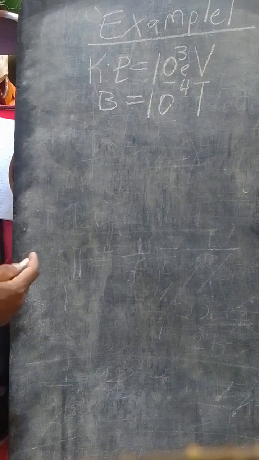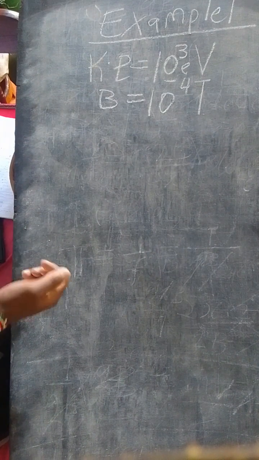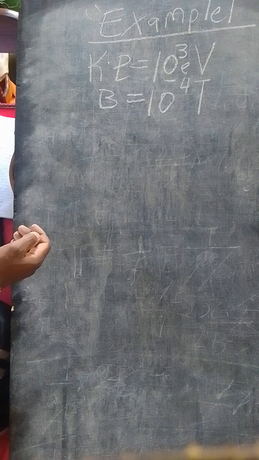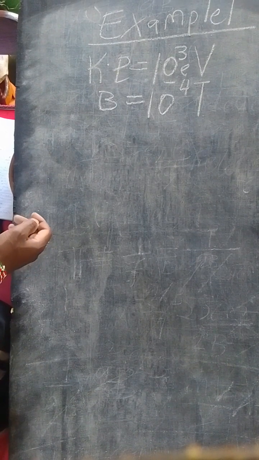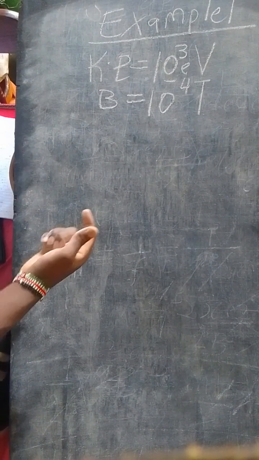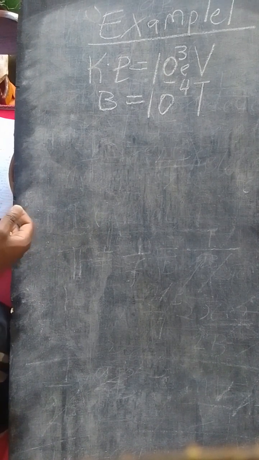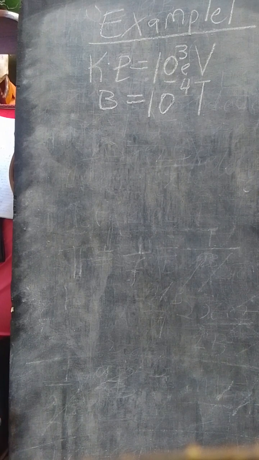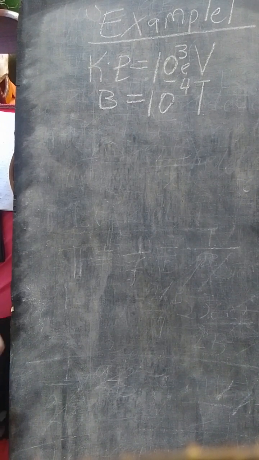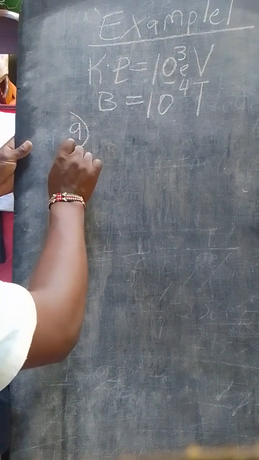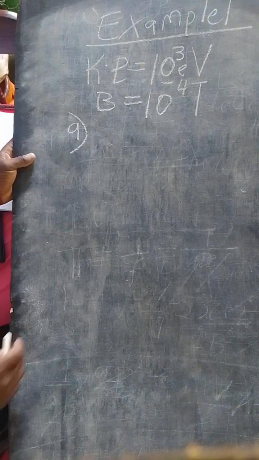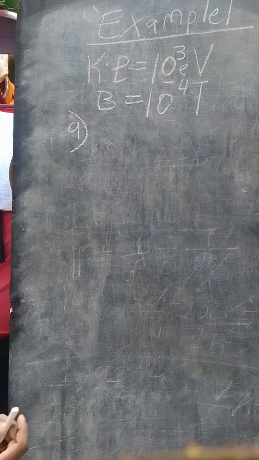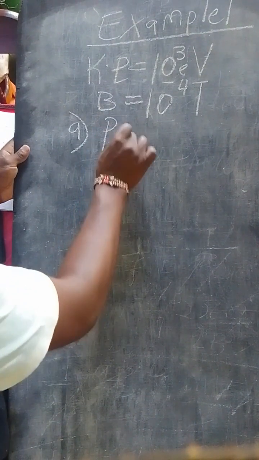Now, the first question is, we've been given the kinetic energy for such a particle and the magnetic field for such a field. You can calculate it before we do it here, and if you have done, now we will say the first question is compute the periodic time of the orbit. Find the periodic time.